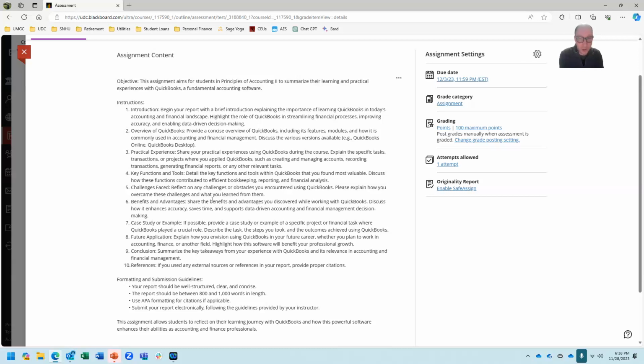Section 5 of the essay is the challenges that you may have encountered, or that you think might exist if you haven't used the software. Section 6 is the benefits and advantages of using the software. Discuss how it saves time, how it's accurate, etc. Section 7 is a case study or an example of specific uses where QuickBooks has played a critical role. If you haven't used the software, then look at a case study.